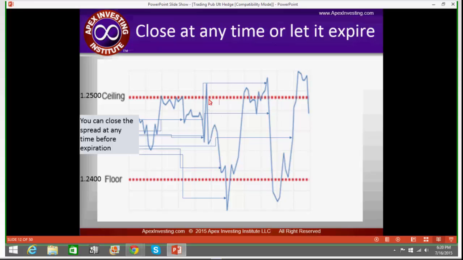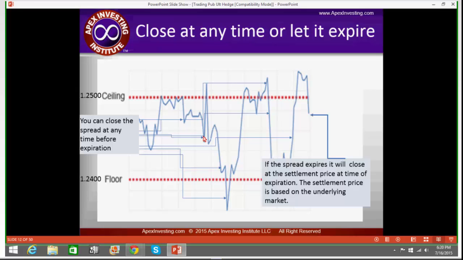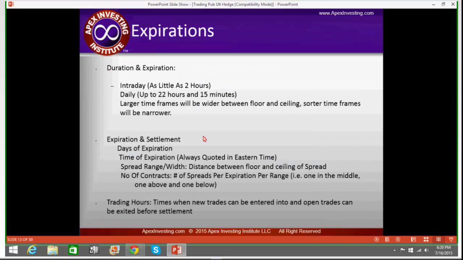Some of the ones that are further away might have a few ticks in there, but I'll show you in a minute how that works and where you can see that very easily at a quick glance, all on one page. So if the spread expires, it will close at the settlement price at the time of expiration based on the underlying market. There's a bunch of different spreads that Nadex offers.